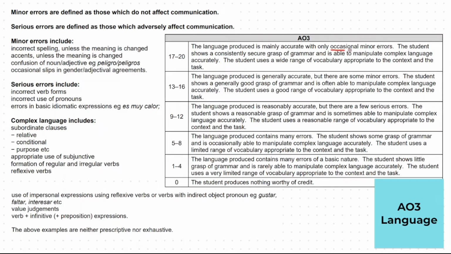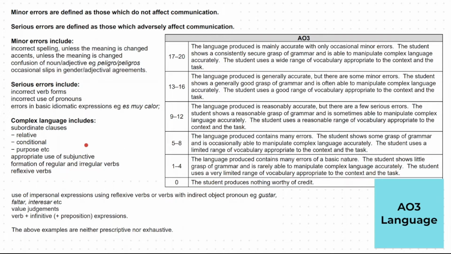It's good to note that occasional minor errors are allowed, such as incorrect spelling or incorrect adjective agreement, but this has to only be occasionally. AQA considers things like incorrect verb forms and incorrect use of pronouns to be serious errors. You might be thinking, what sort of complex language should I use? Well, AQA says things like subordinate clauses, the subjunctive tense, and conjugation of irregular and reflexive verbs are all examples of complexity.